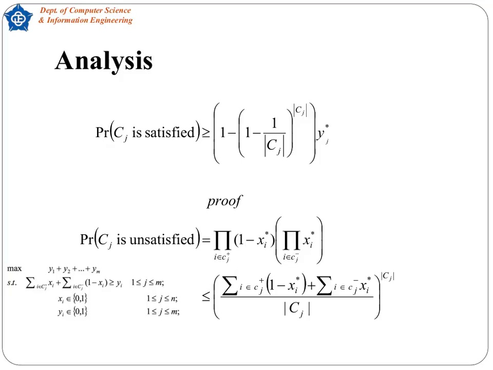Next, we invoke the fact that the product of non-negative numbers is at most their arithmetic mean raised to the number of factors. In other words, if you sum all those failure probabilities, 1 - x* for positive literals and x* for negative ones, divide by |C|, and then raise that average to the |C|th power, you get Pr[C is unsatisfied] is less than or equal to the sum over i in positives of (1 - x_i*) plus the sum over i in negatives of x_i*, divided by |C|, all raised to the |C| power.